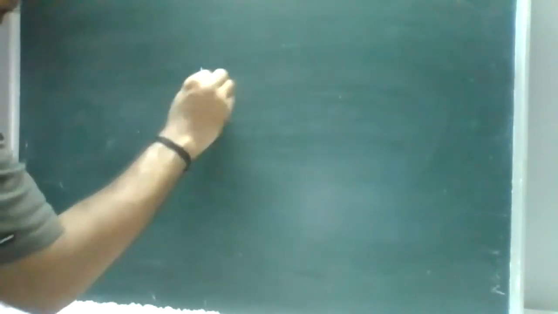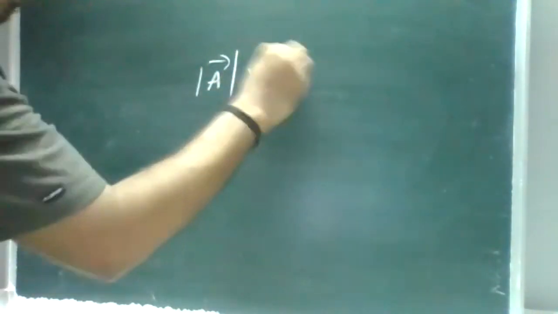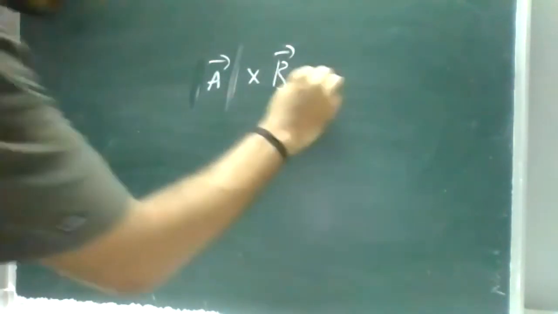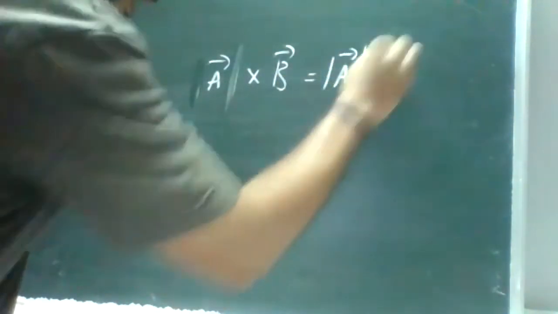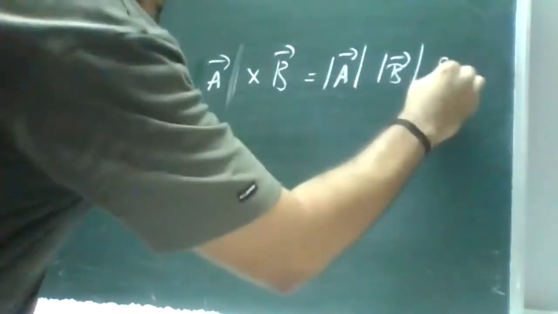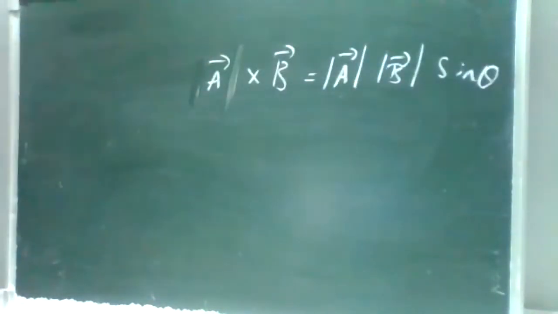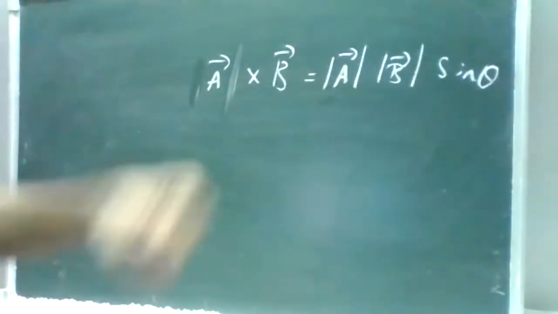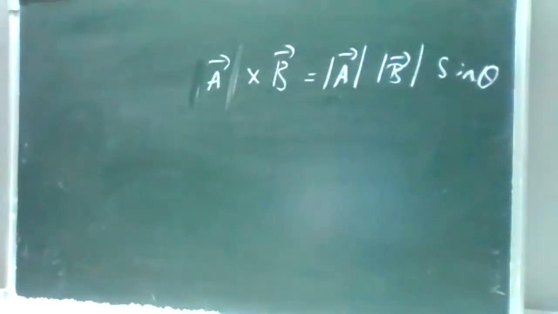So the formula on this, we'll directly see the formulas. A vector cross B vector is equal to modulus of A, modulus of B, sine theta. This modulus is nothing but your magnitudes. Earlier we discussed cos theta, now it is sine theta.